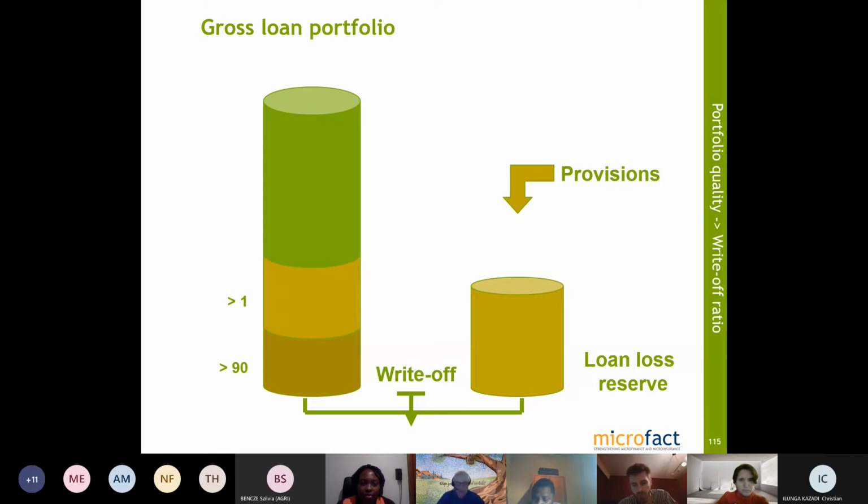That's just more accounting principles. The most important thing is the money can come back later. It's not because you have written off that it's not allowed to pay back anymore. Okay.